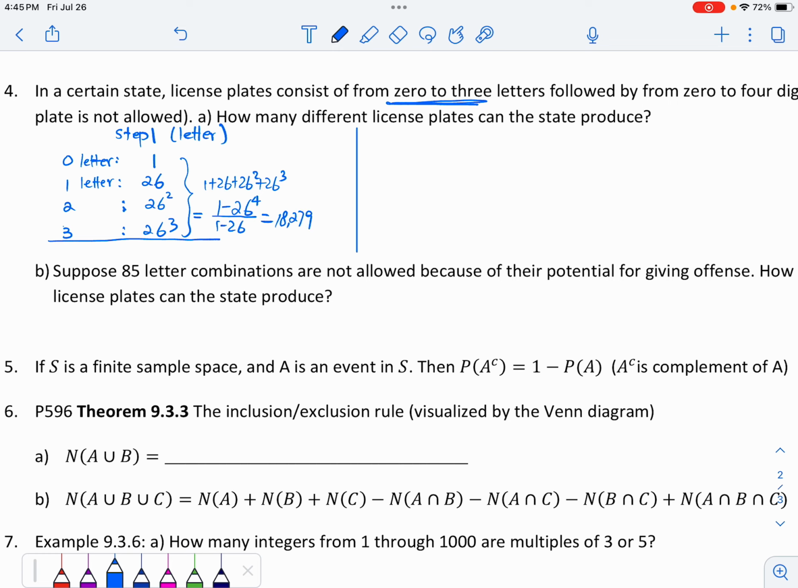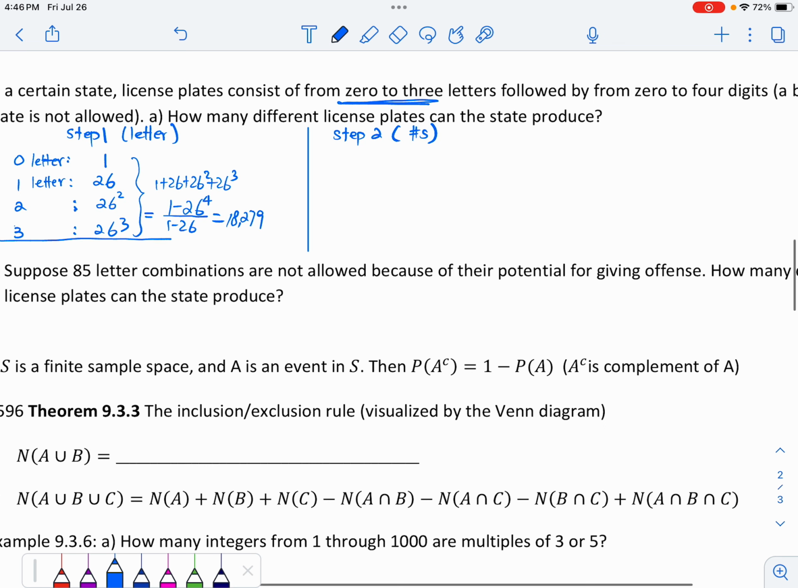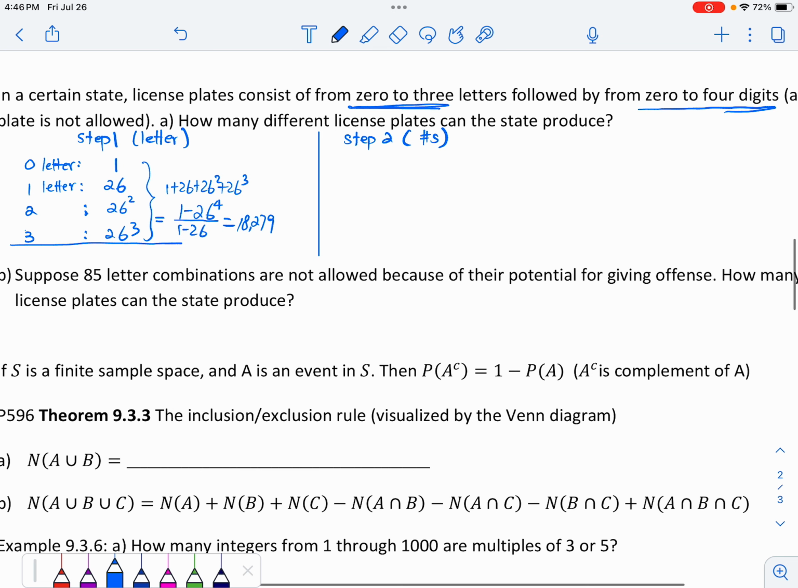Now step 2, you want to form the numbers. You can choose from 0 to 4 digits. When you have 0 digits, only one way, you just don't choose any. Then 1 digit, you have 10 ways, because 0 to 9. 2 digits, 10 squared, and 3 digits, 10 cubed. 4 digits, 10 to the power 4.